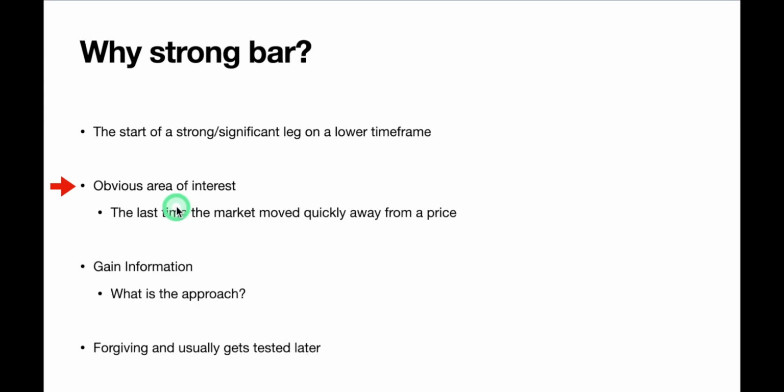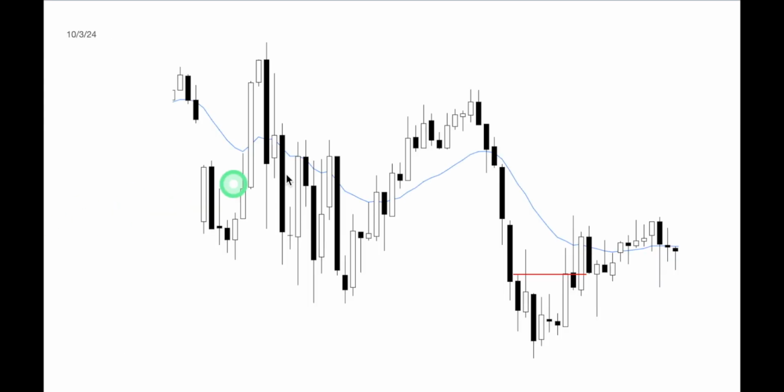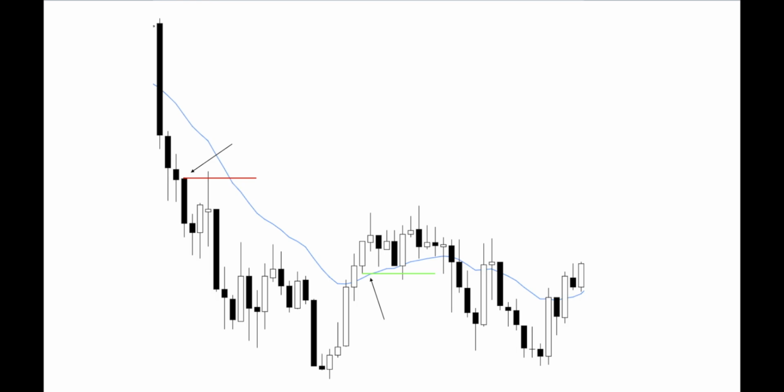So there's obvious enthusiasm. We talked about it from the perspective of the leg structure. So on a lower time frame, it's leg 1, leg 2, leg 3. There are probably sellers at the high of the last leg on the lower time frame. But it's also an area where when you see a strong bear bar like this, there are obviously a lot of sellers at that high that sold aggressively. So we know that there are sellers there.